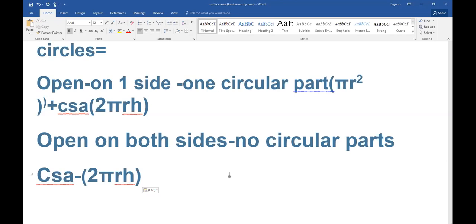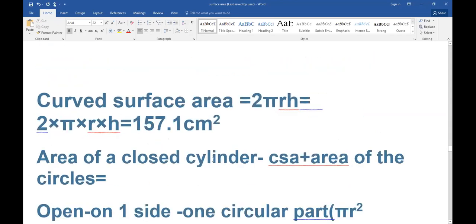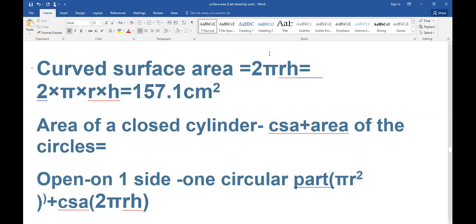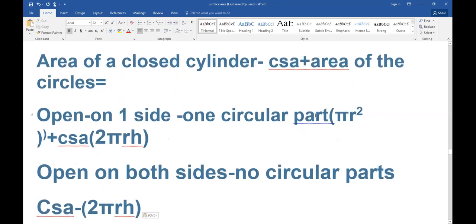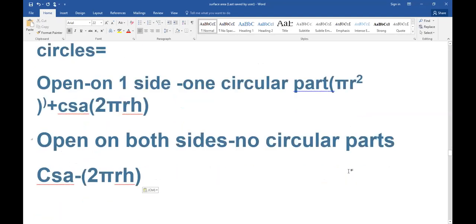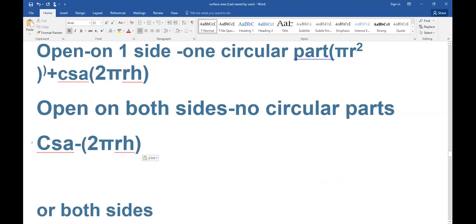If it is closed on both sides, you use 2 pi r h plus pi r squared. If it is open on one side, you have pi r squared plus 2 pi r h, that's the curved surface area. Open on both sides, there are no circular parts, so you're only going to have the curved surface area. So let me now come to the other part so that we can finish up with the cylinder.